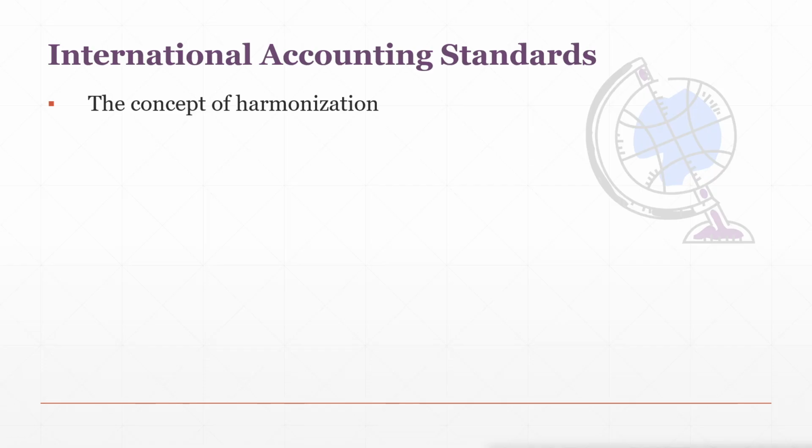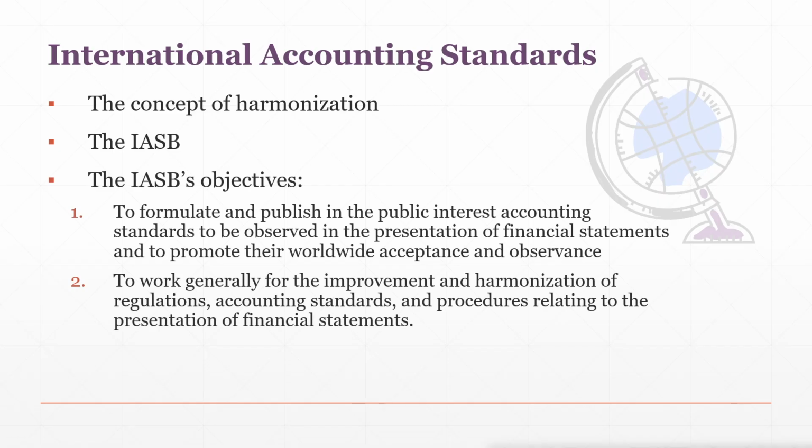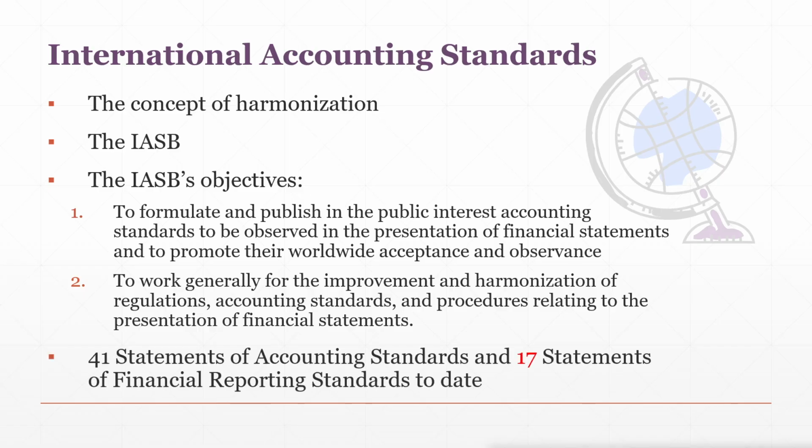In addition to this, outside of the United States, we have international accounting standards. The harmonization of accounting standards is critical for global financial reporting, and the International Accounting Standards Board works to improve and unify regulations worldwide. They have 41 statements of accounting standards and 17 of financial reporting standards to date.